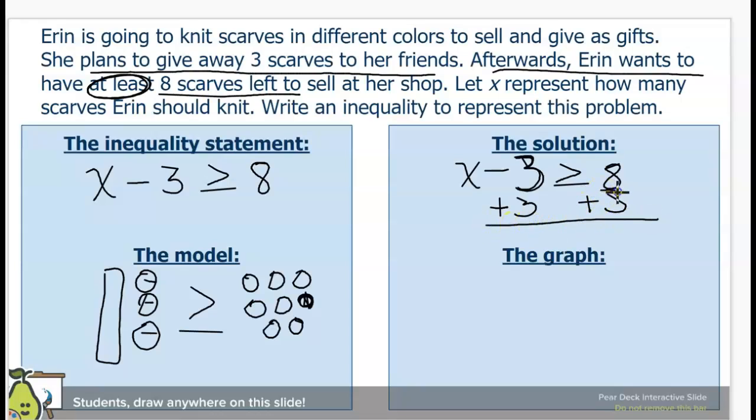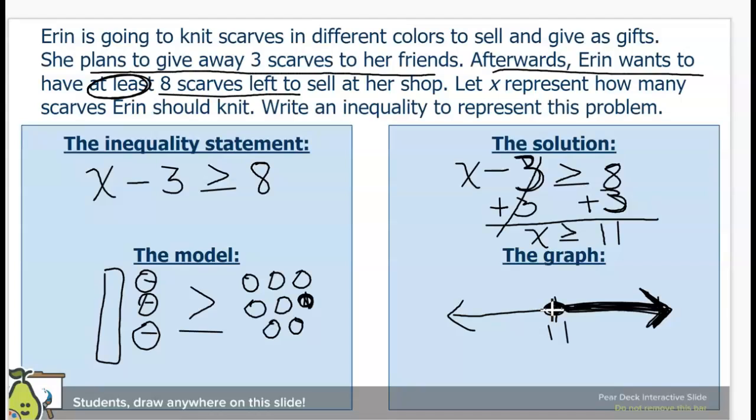I'm sorry, it's glitchy. And so that cancels out. X is going to be greater than or equal to 8 plus 3, which is 11. And then, of course, my graph, remember, I'm going to put 11 wherever I want, because I do what I want right now. So 11, we know that it's going to be greater than 11. And it is a closed dot because she could have 11. She could have started with 11 and given away 3, because she wants to have at least 8 scarves left. So 11 minus 3 would get me 8. So she would have 8, or she could have more than that left.